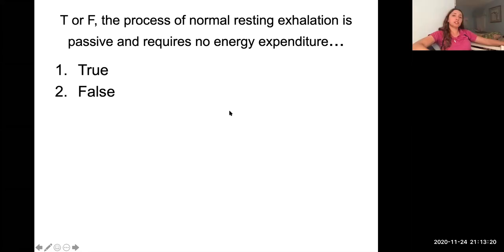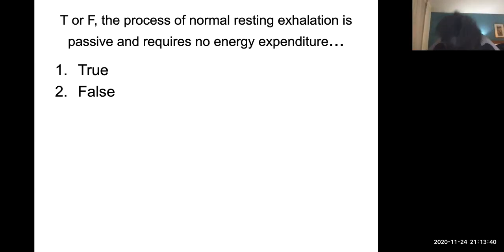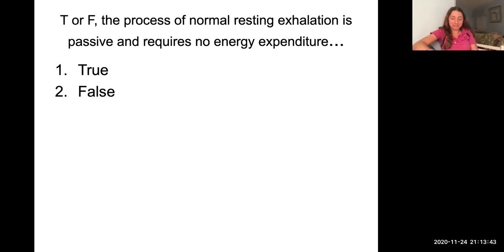True or false? The process of normal resting exhalation is passive and requires no energy expenditure. Yes, it's true, because it was on the PowerPoint. It's because you breathe out just by the recoil of your thoracic cavity, so that's why it doesn't require any energy.